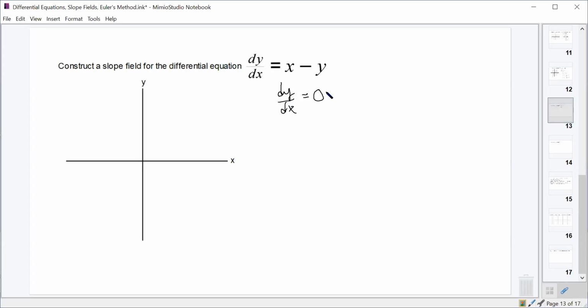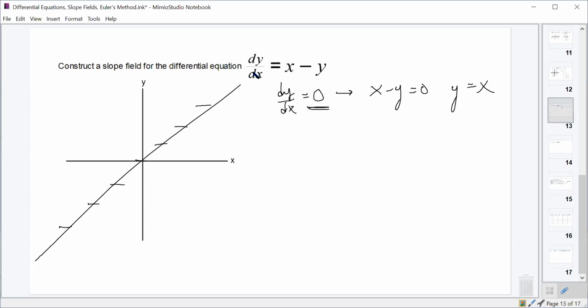So if I want dy dx to be 0, that tells me that x minus y equals 0, or that y equals x. So anywhere along the line y equals x, the slopes should be 0. So along the line y equals x, all the slopes are 0. Everybody good with that? Same thing with this.